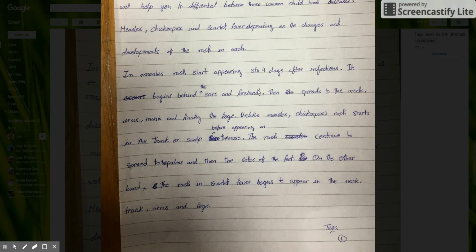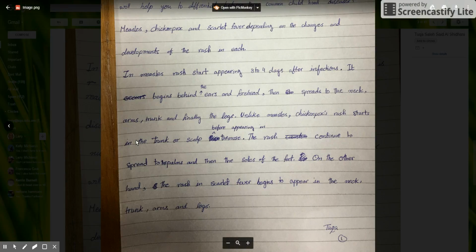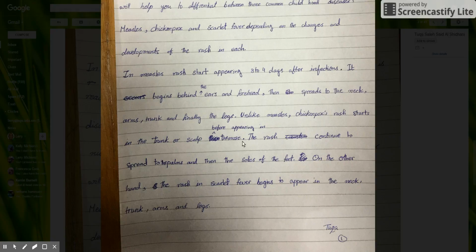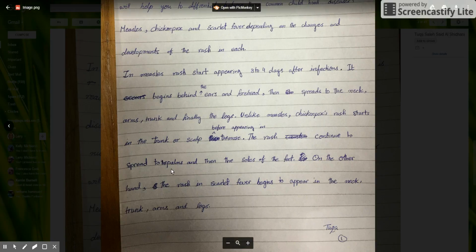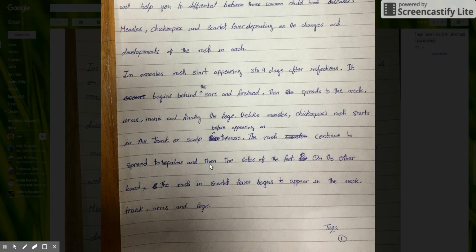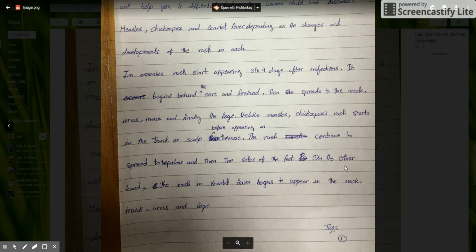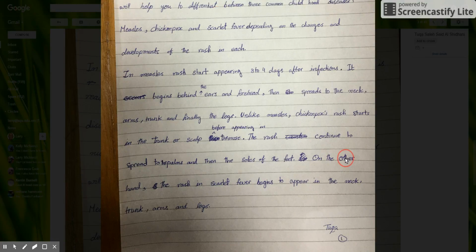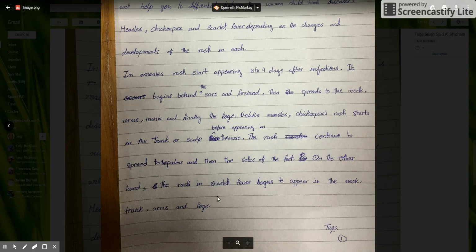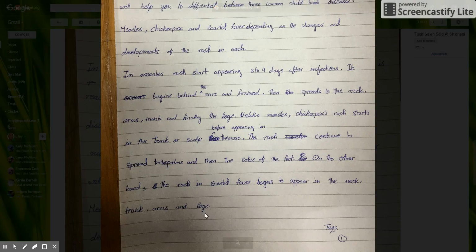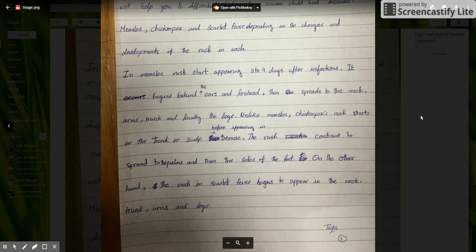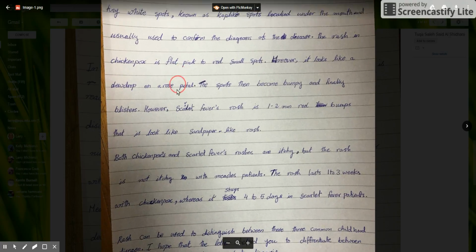Okay, unlike measles, chickenpox rash starts in the trunk or scalp before appearing in the nose. The rash continued to spread to the palms and then to the soles of the feet. On the other hand, okay, good use of connectors here and differentiating between that. The rash in scarlet fever begins to appear in the neck, trunk, and arms. Okay, good. Let's see what you say in the next one.